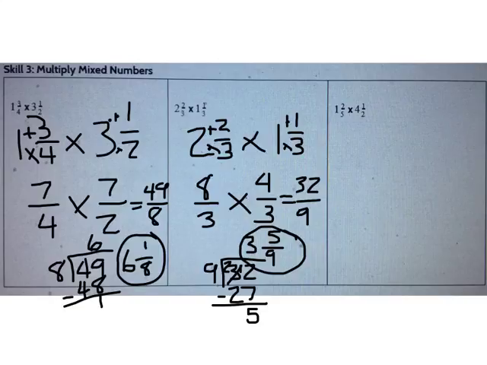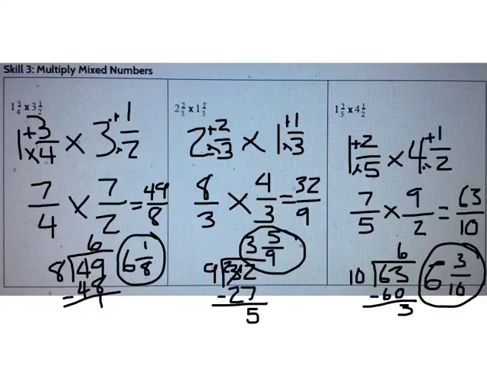Now you try one on your own. What's 1 2/5 times 4 1/2? Remember, write your mixed numbers as improper fractions, multiply them, then change the product back to a mixed number. The correct answer is 6 3/10. Check your work with mine.